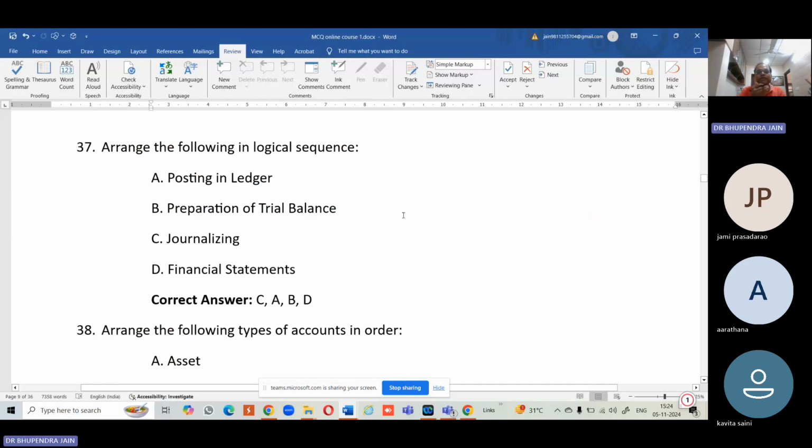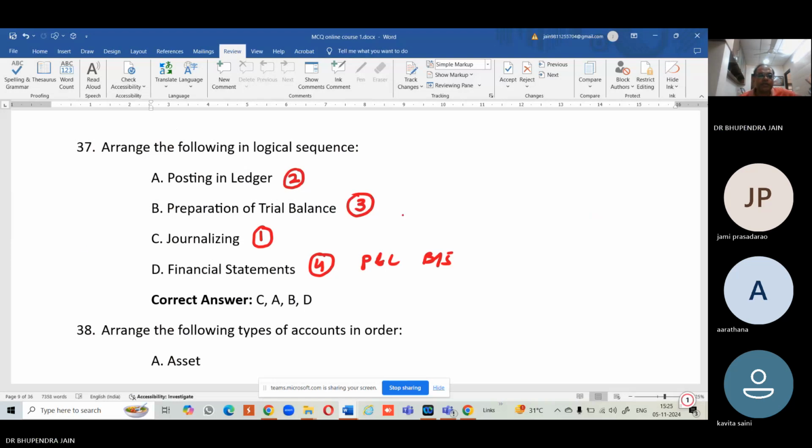Arrange the following in the logical sequence. The first sequence is the preparation of journal. Second sequence is the preparation of ledger. Then third is the trial balance. The fourth is the preparation of financial statement like profit and loss account and balance sheet. ठीक है? Sequence C, A, B, and D.